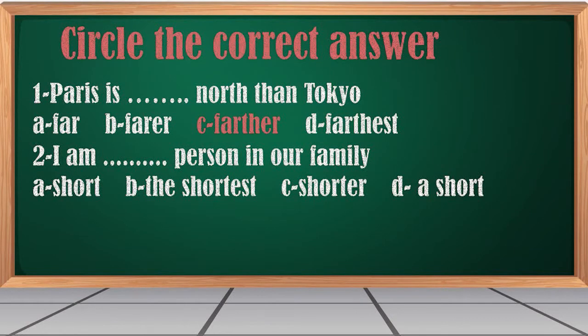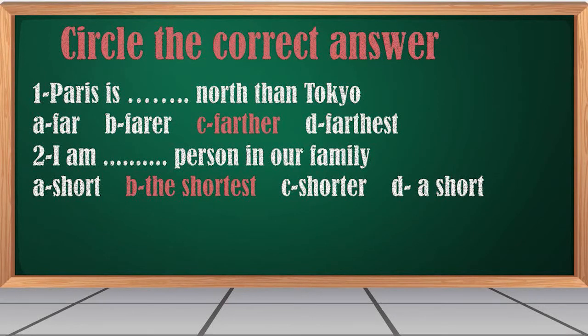So the correct answer is the shortest. As we said, we compare between me and all of the rest of our family. So when we compare one person and more than one person, we use the superlative form.